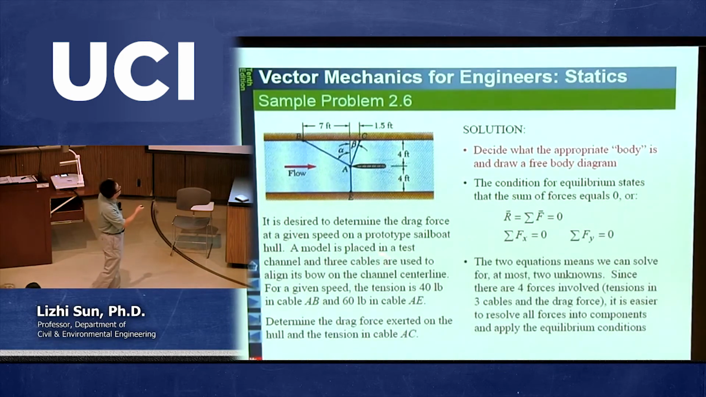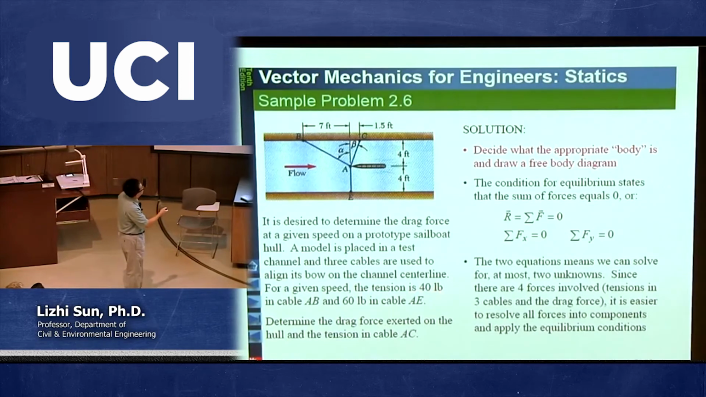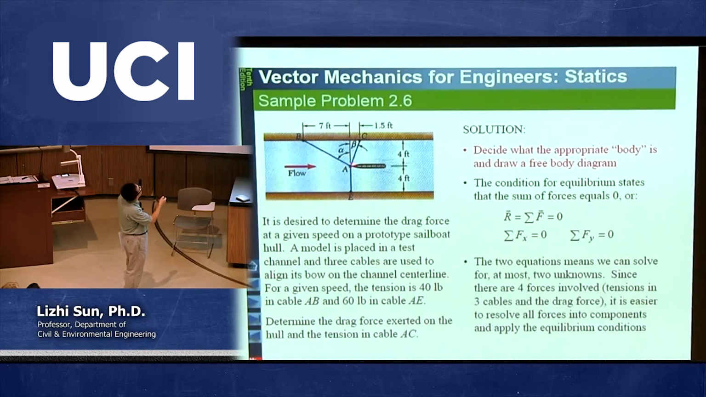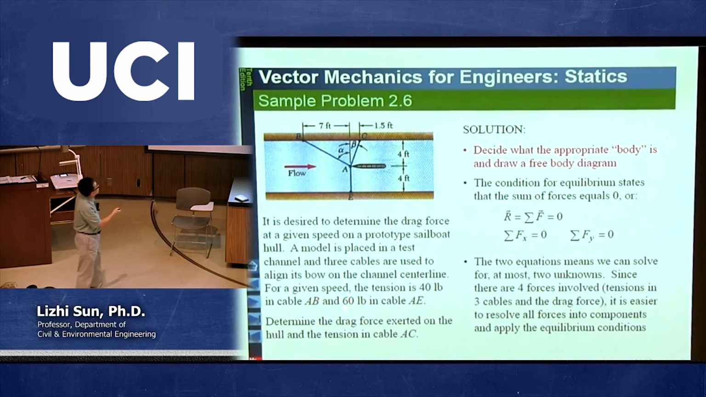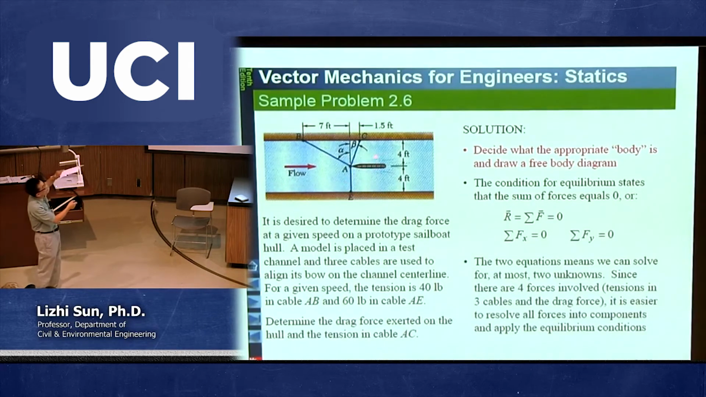In addition, there are 3 cables used to align its bow on the channel center line. So in this direction, the 3 cables are in alignment. For a given speed, again a constant speed, the tension is 40 pounds in cable AB, so the magnitude of cable AB is given. And 60 pounds in cable AE. These two are given. Now, we need to determine the drag force exerted on the hull, because there's a motor, an engine here, so there is a drag force.